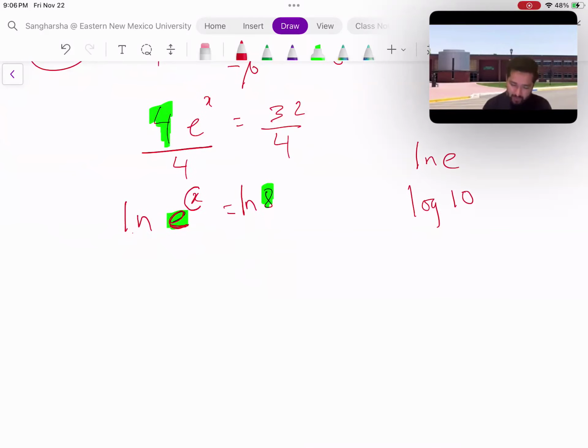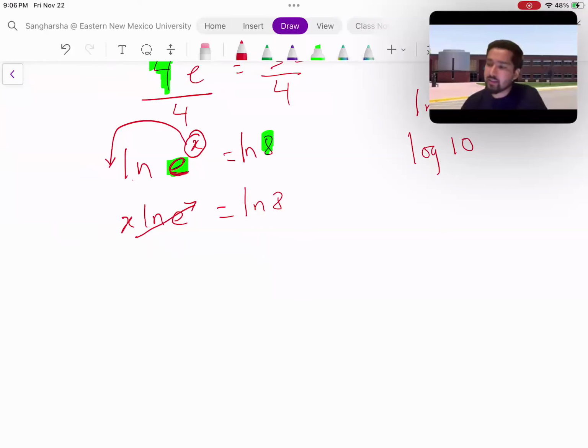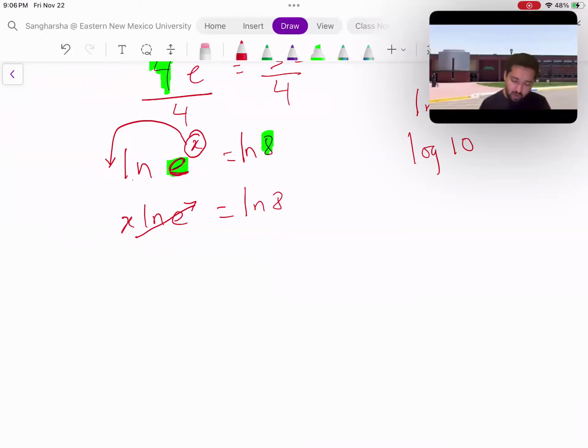Now we have this exponent. Now let's bring this exponent in front of log. So we have x times ln of e equals ln of 8. Now who can tell me what ln of e equals? What is ln of e? What is the base for ln? 1. Yes, the base of ln is e. So we are finding log of e to a base e, so this is 1. So x times 1 equals ln of 8. So our x is ln of 8. And this is our final answer.